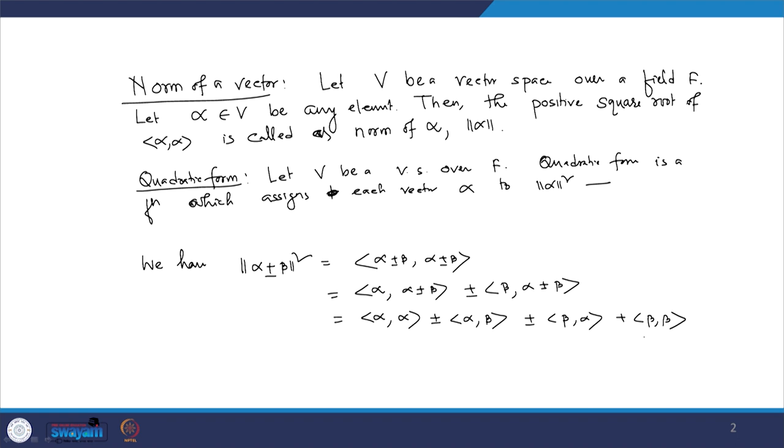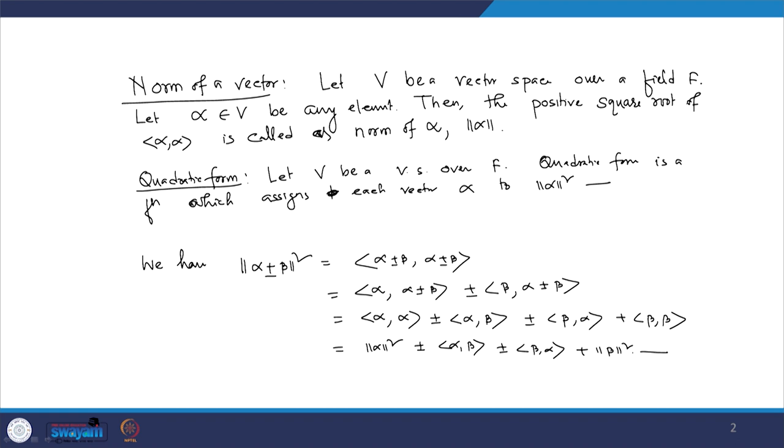Okay. So, using the axioms which I used in the definition of the inner product, I can write down that the norm of alpha plus minus beta whole square is the inner product of alpha and alpha, plus minus the inner product of alpha and beta, plus minus the inner product of beta and alpha, plus the inner product of beta and beta. According to the definition of norm, this is equal to the quadratic form of alpha, that is the norm of alpha square, then plus minus the inner product of alpha beta, plus minus the inner product of beta alpha, and plus the norm of beta square. We are having it like this.